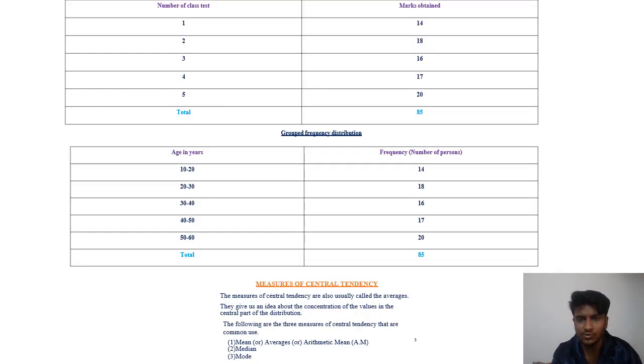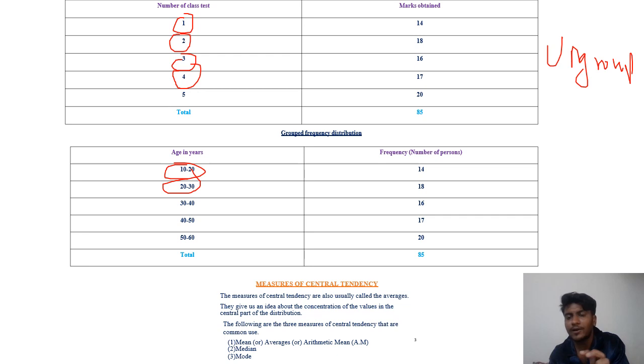So here you can see two data sets. Over here you can see it is just a discrete type, or the data set is just ungrouped. So this kind of frequency distribution is called an ungrouped frequency distribution. And whenever you have a grouped frequency distribution, here you can see you have a range, you have a lower limit and an upper limit. So this is a grouped frequency distribution. So for the measures of central tendency, the formula you have to apply depends upon the type of data. So you have to first check whether the data is grouped or ungrouped.